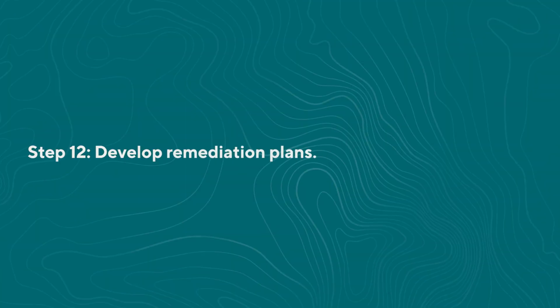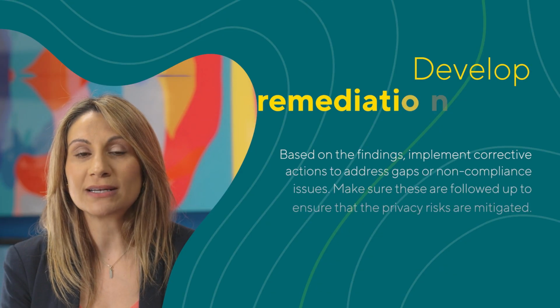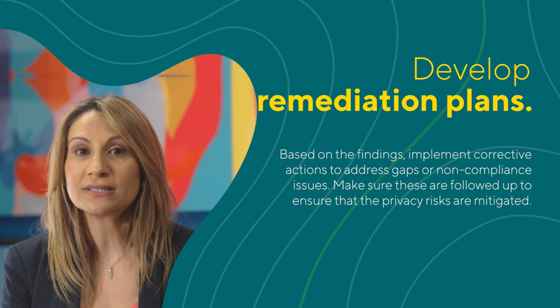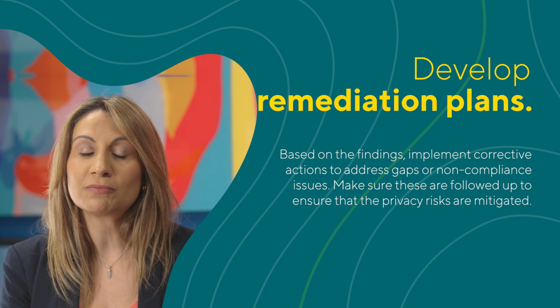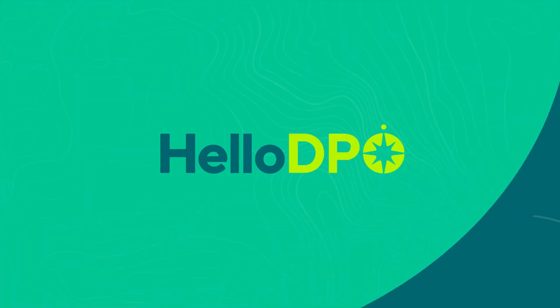Finally, step 12. Based on the audit findings, implement corrective actions to address any gaps or non-compliance issues. Assign owners for any privacy actions and make sure these are followed up to ensure that privacy risks are mitigated. By following these steps, you can conduct a thorough GDPR audit that keeps your organisation compliant and reduces the risks of fines.